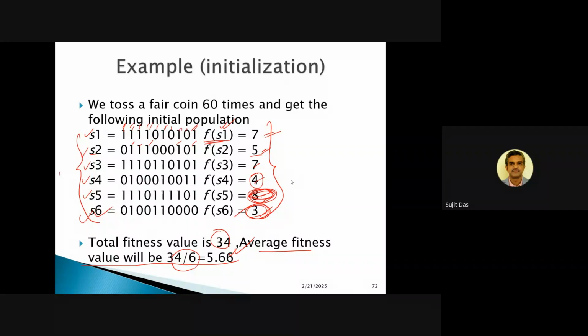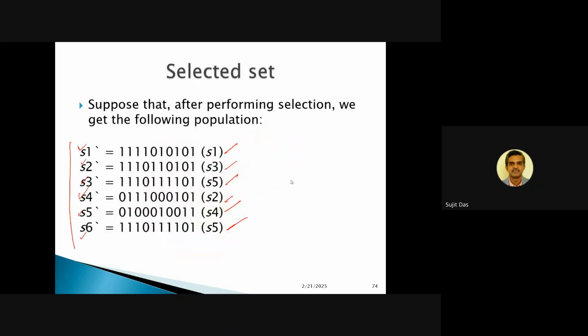Okay, so you have seen the probability wheel. A better solution will be selected in multiple numbers, but a poor quality solution will be selected in fewer numbers. So you are getting that. That means our natural selection is done. Solution 6 is missing here, and solution 5 is copied in 2 numbers. Next, what is your objective? You will go for crossover.